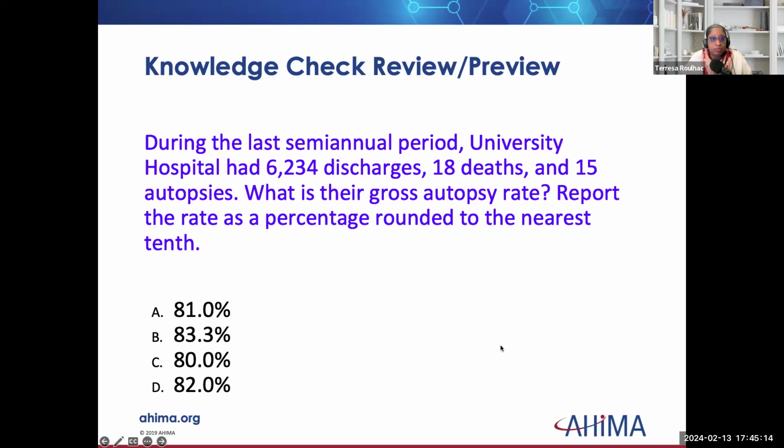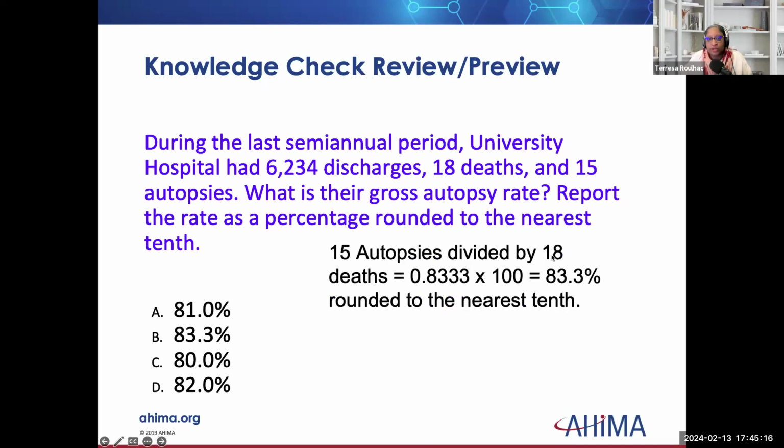And I will break this down. Well, you have 15 autopsies divided by 18 deaths, giving you 0.8333 times 100 for 83.3%, and then round it to the nearest 10th, giving us a correct answer of 83.3. We got that nearest 10th, or that 10th space right after our decimal.